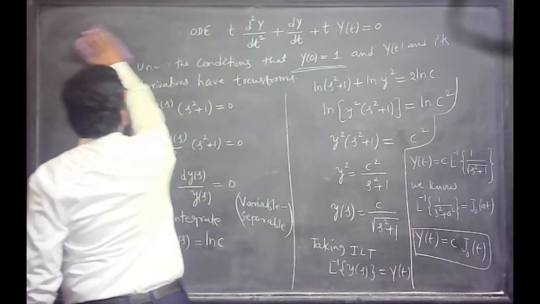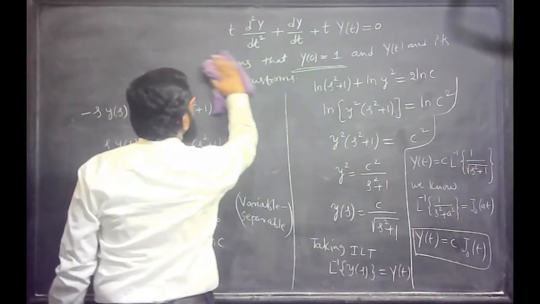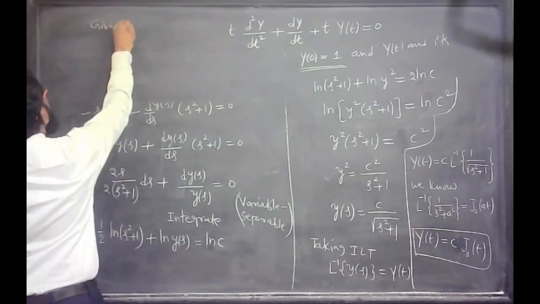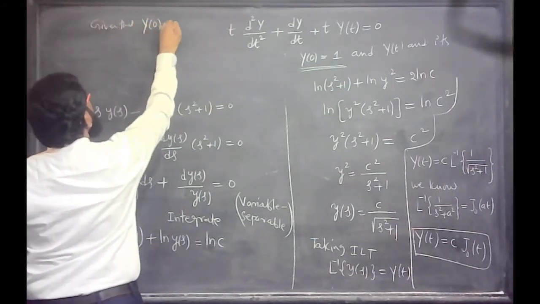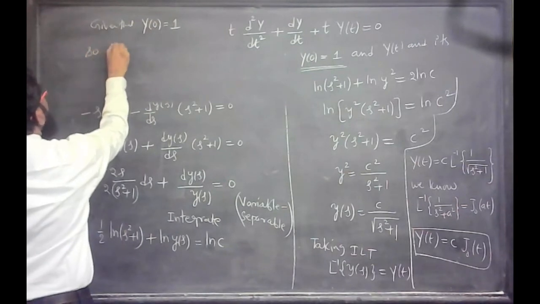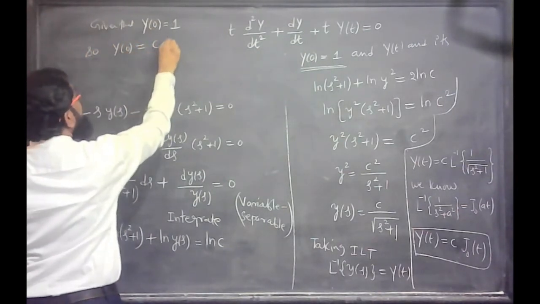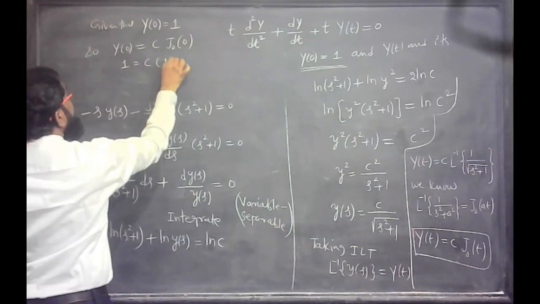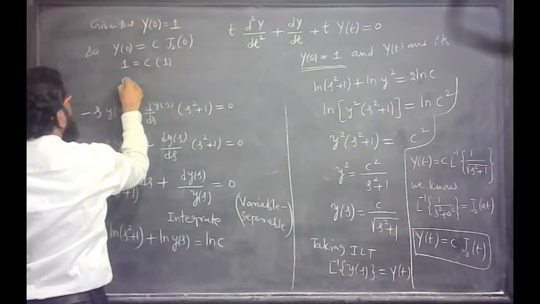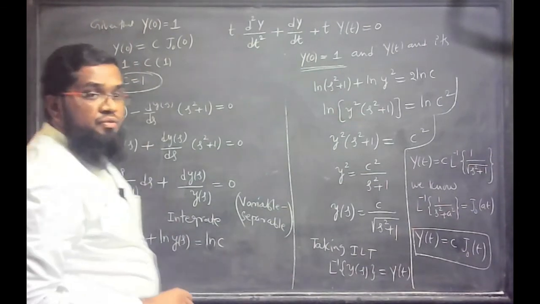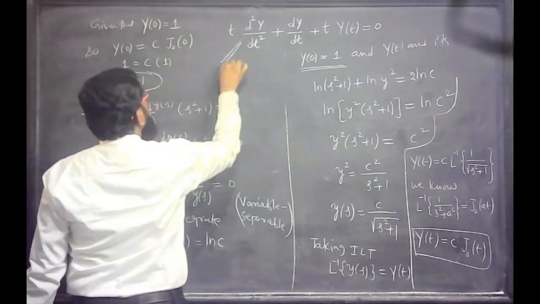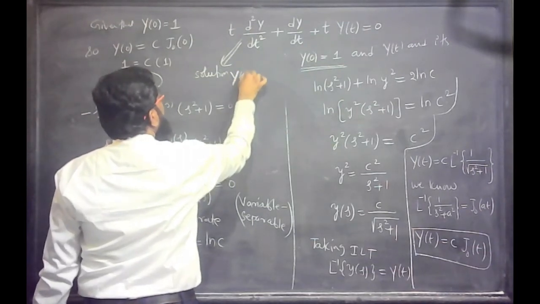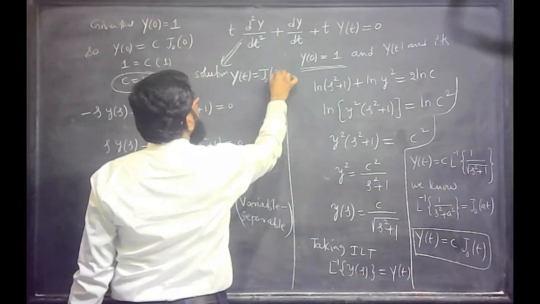At the top, I'm erasing the problem and I'm writing here. So if I take that boundary condition, given that y of 0 is equal to 1, y of 0 is equal to c into J naught of 0. This is 1, this is c, this is again 1. J naught of 0, Bessel function of order 0 at 0, is 1. So that is c is 1, determined. Once c is 1, the solution of this differential equation will be y of t equal to J naught of t, Bessel function of 0th order.